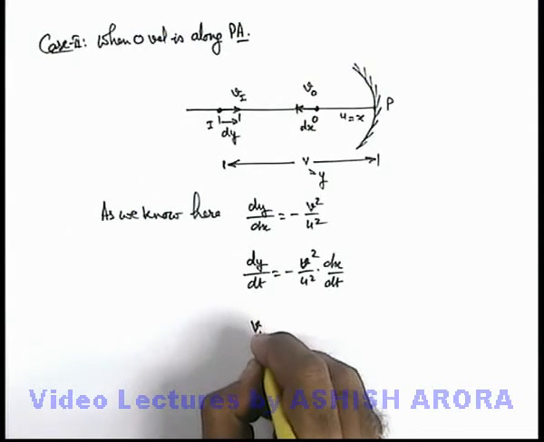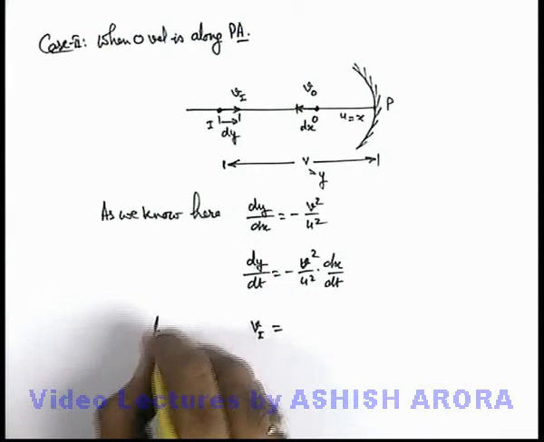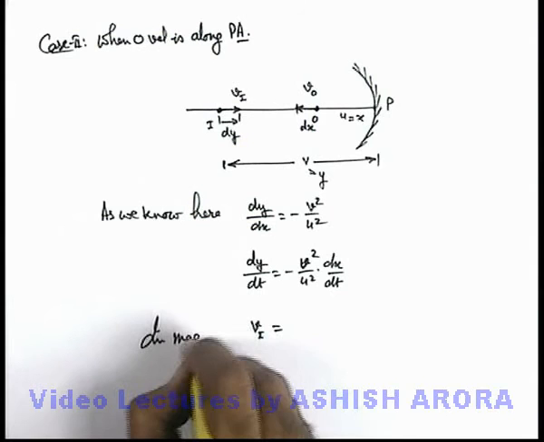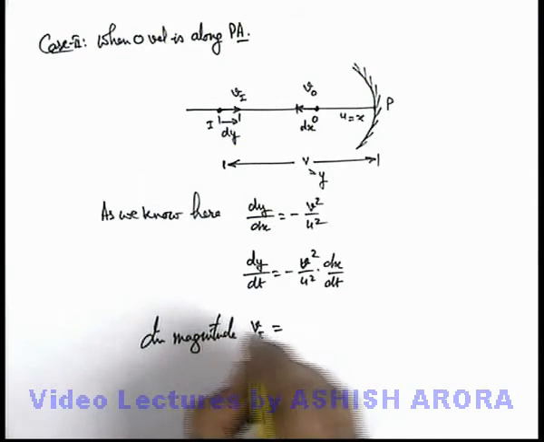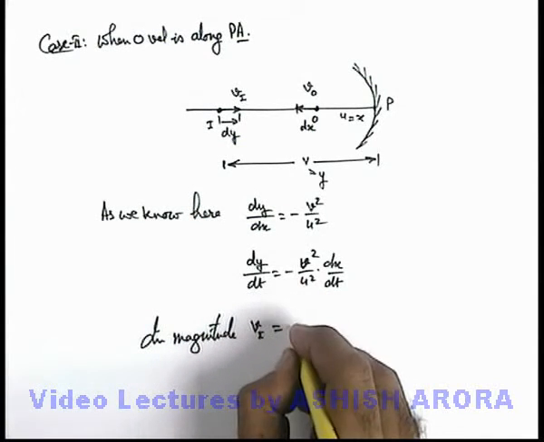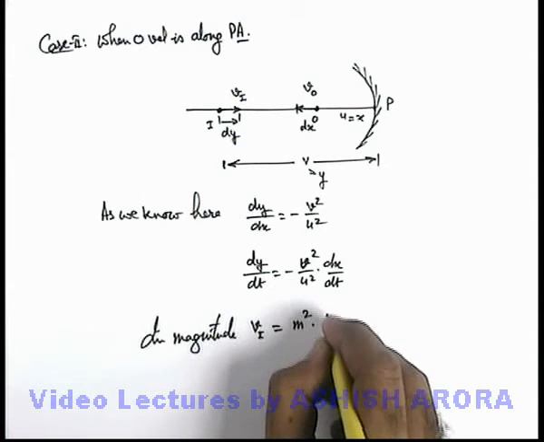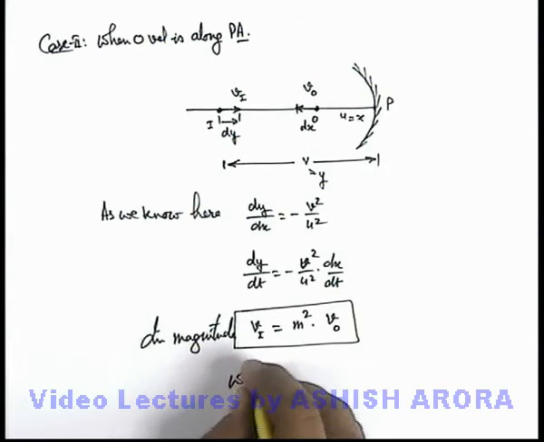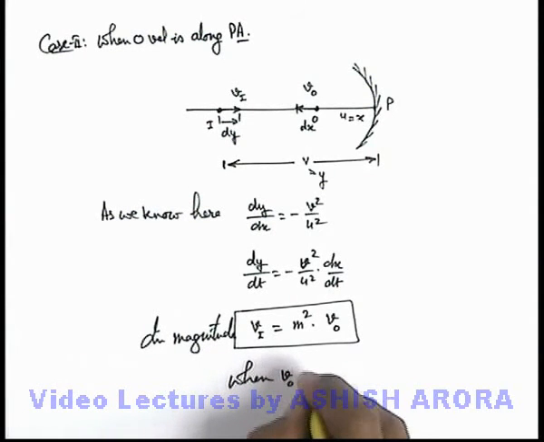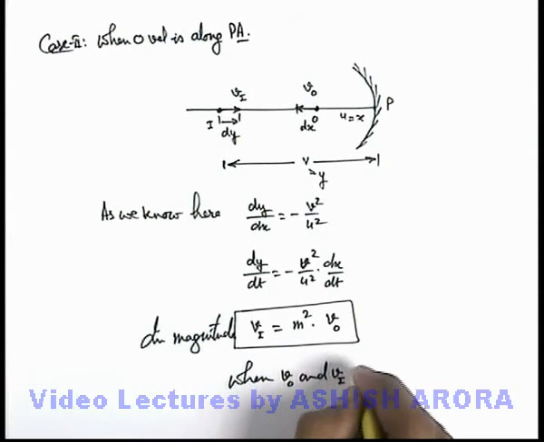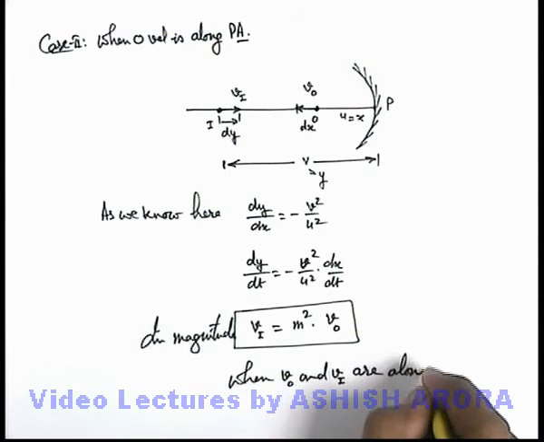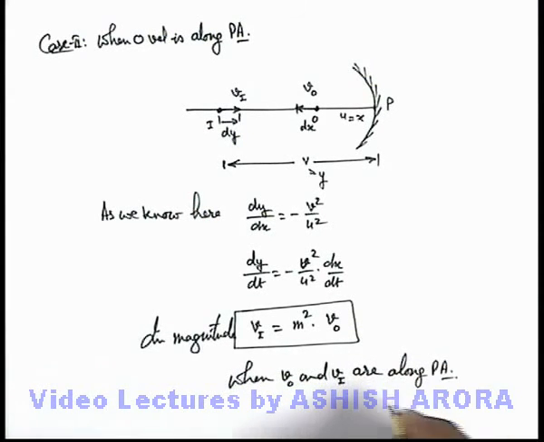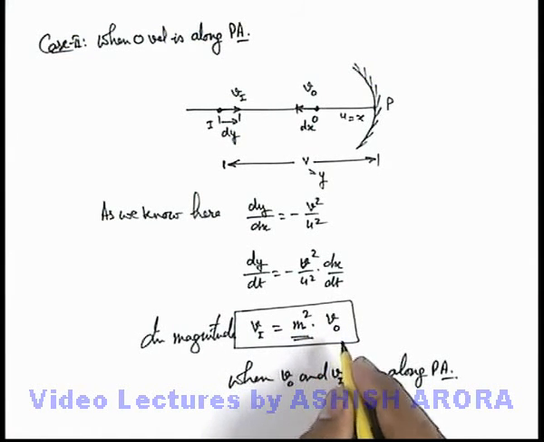So velocity of image we can write in magnitude. Here we can specify that in magnitude velocity of image is v square by u square, which is m square times the velocity of object. This is a relation we can use when vu and vi are along principal axis, and this m square can be considered as velocity magnification for velocity of object along principal axis.